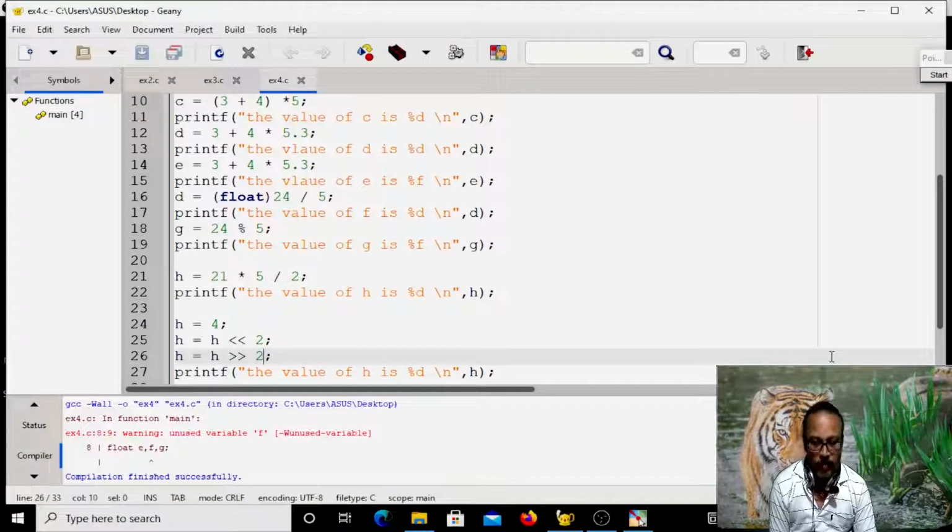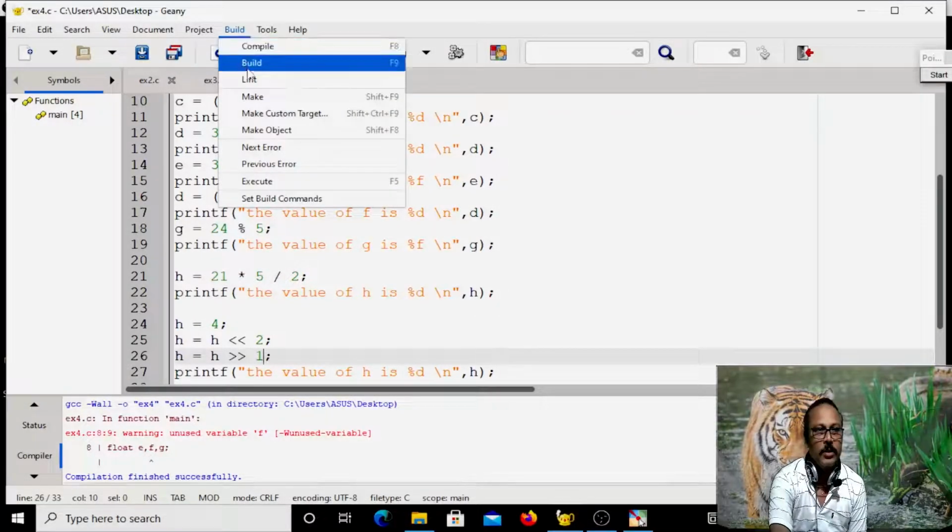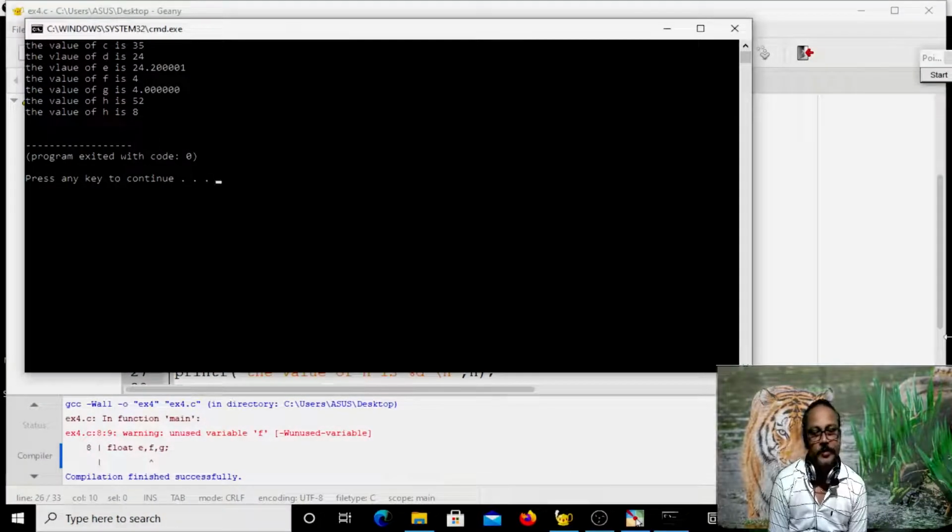So let us shift by only 1. Right shift is only once. Then what happens? The value is 1 followed by 4 zeros. After left shifting, 1 followed by 4 zeros, that is 16. So you are right shifting by 1, that means it will be 1 followed by 3 zeros. Now what is 1 followed by 3 zeros? So it is 8.